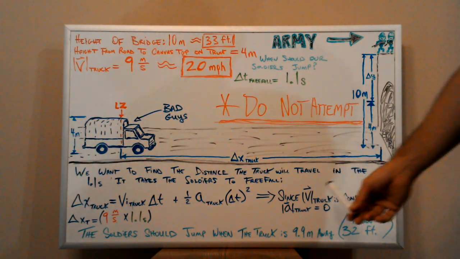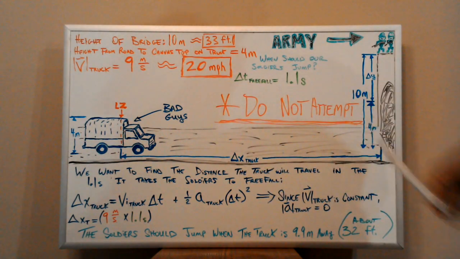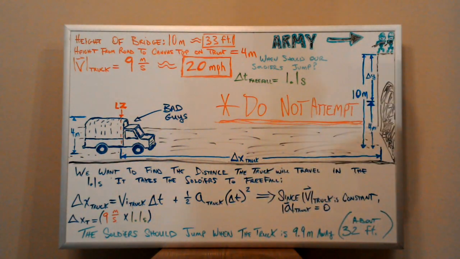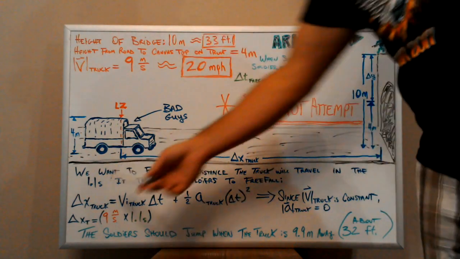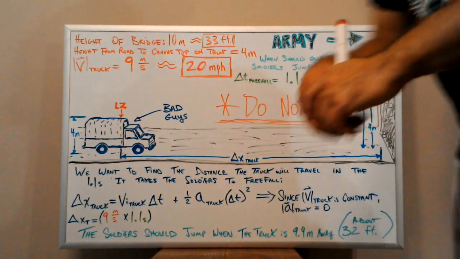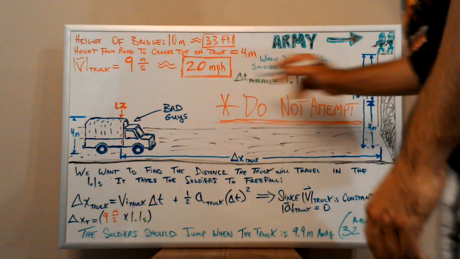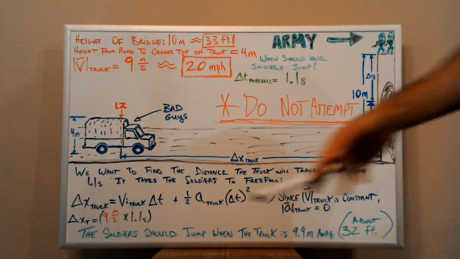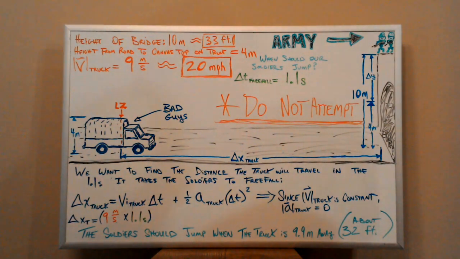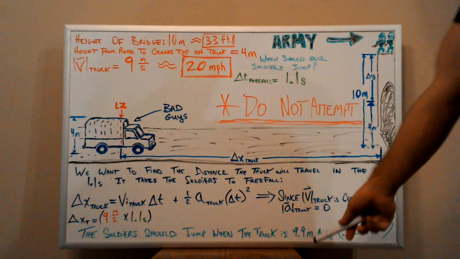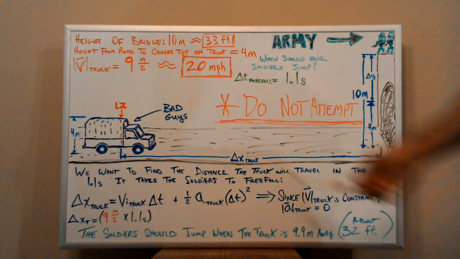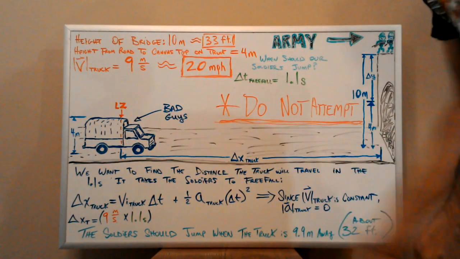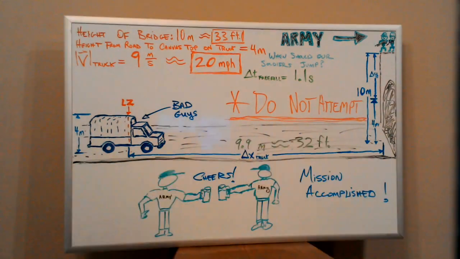But since the truck's moving at a constant velocity, the acceleration of the truck is 0, so this whole factor is going to drop out. So we're left with the change of position of our truck is equal to the velocity of the truck multiplied by the time it takes the soldiers to fall. So plugging in our variables, we find that the soldiers should jump when the truck is 9.9 meters away, which is about 32 feet, and that should land them right on that canvas, and they can get the bad guys.